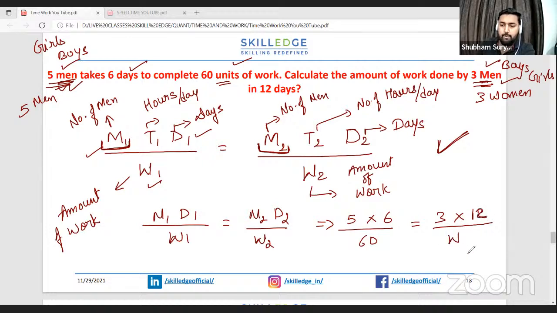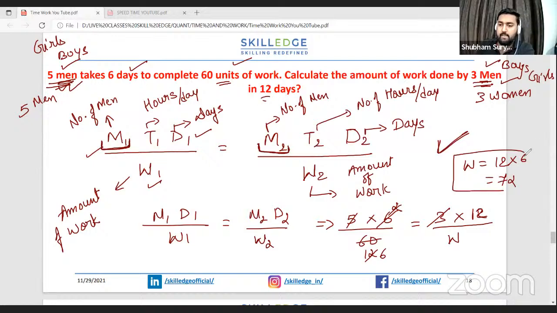Let's assume the work to be equal to W that they're completing. Okay, so therefore 3 2s are 6 over here, 5 12s are 60 over here, 2 6 are 12 over here. Okay, तो यहाँ पे cancellation हो जाएंगे and the value of W is gonna be equal to 12 into 6, which comes out to be 72, guys. Okay, so 3 men in 12 days will be able to do 72 units of work, guys.